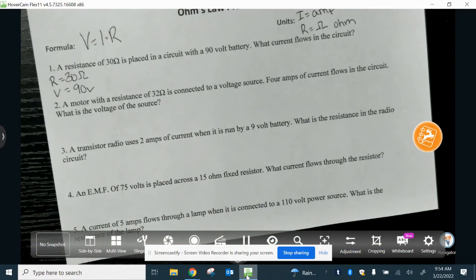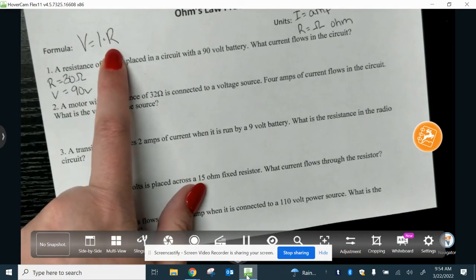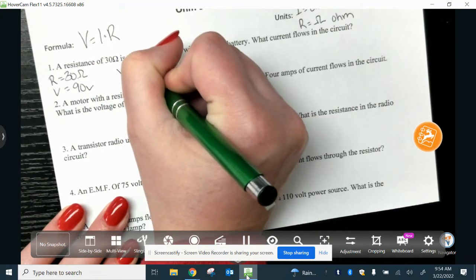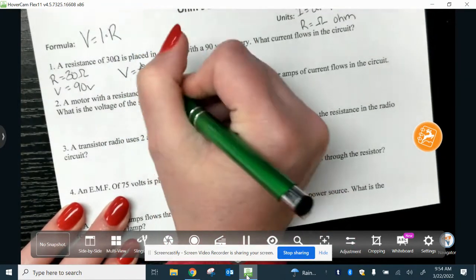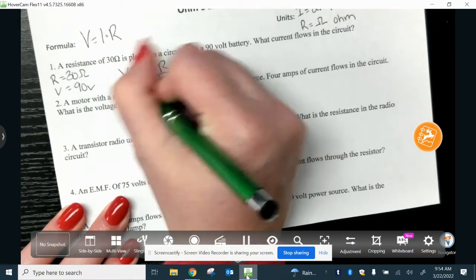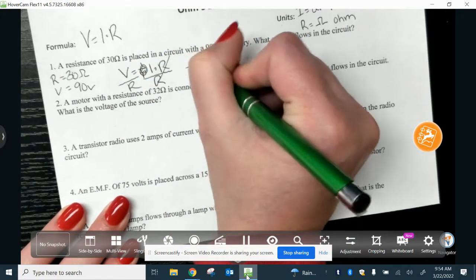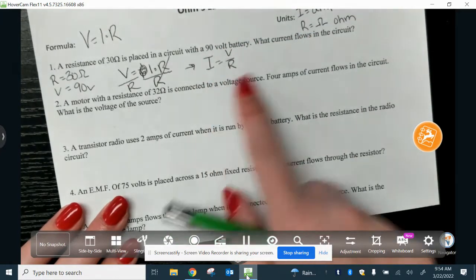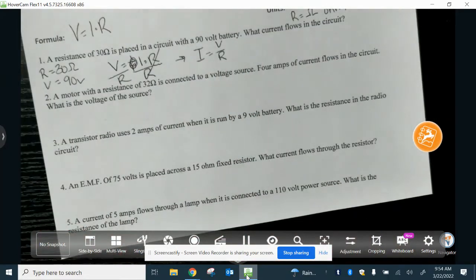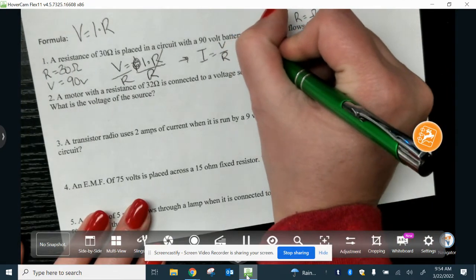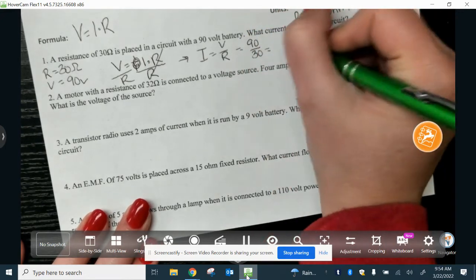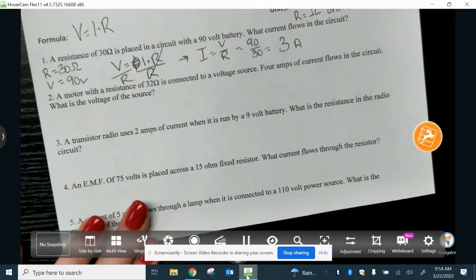Okay, in this case, we want to solve for I, so I'm going to take this formula and set it so it solves for I. So I have V equals I times R. I'm going to divide both sides by R. I equals V over R. And then I can just plug in what I need. This is called manipulating the formula. So I'm setting what I'm solving for first so I can just solve for it. So 90 over 30 should give you 3 amps.